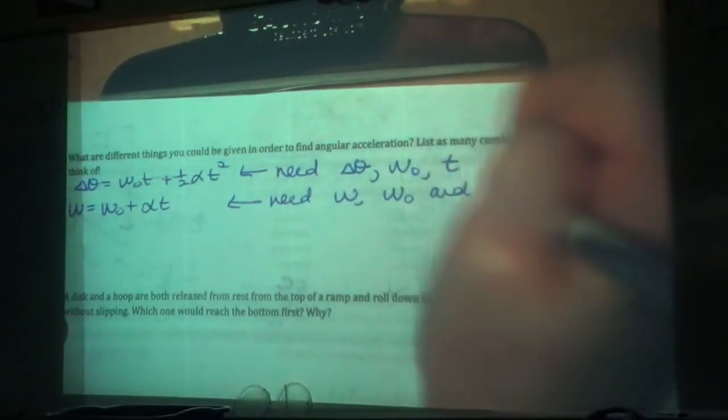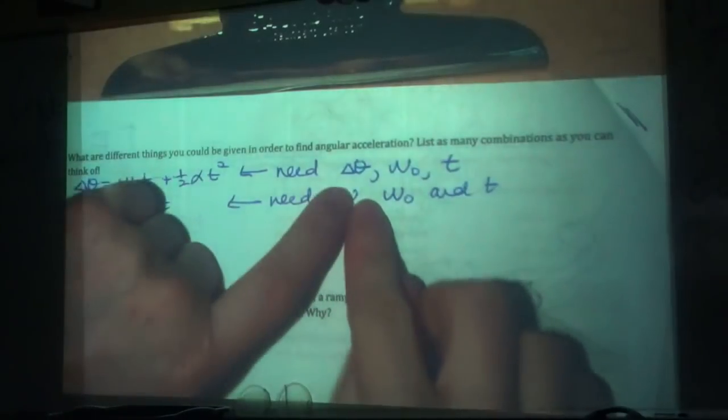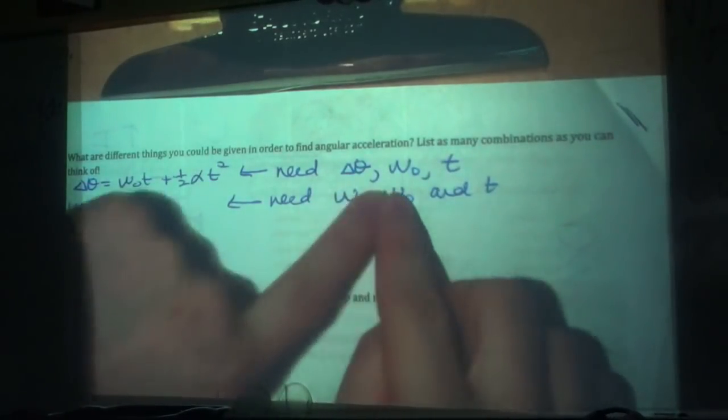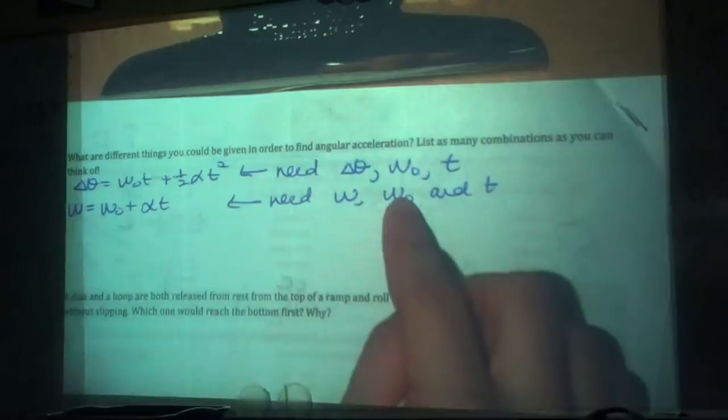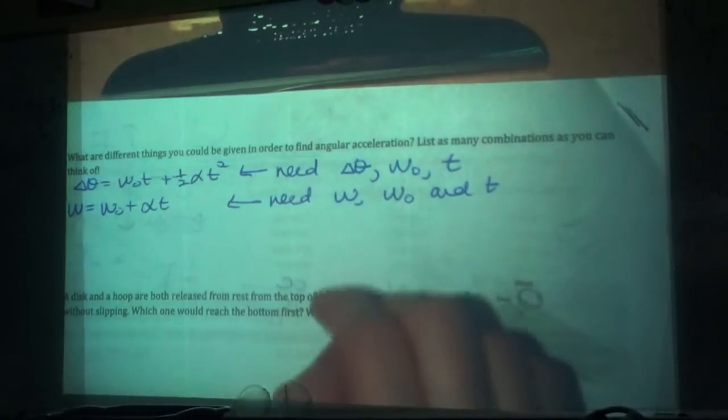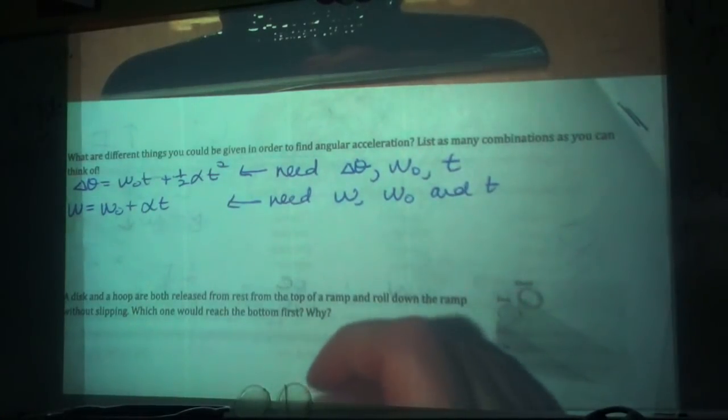The next equation it's in is omega equals omega naught plus alpha t. For this one, you would need omega, omega naught, and time. Remember, omega is the final angular velocity, and omega naught is the starting angular velocity. And then, what else is on our equation sheet?